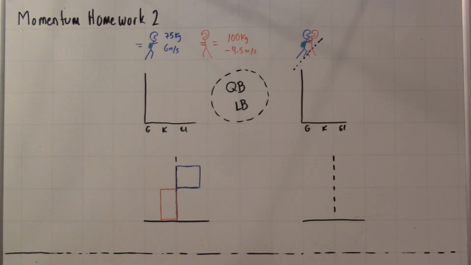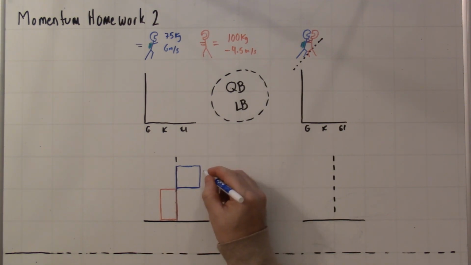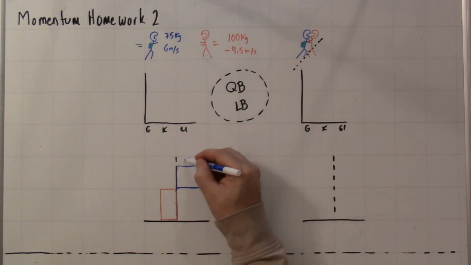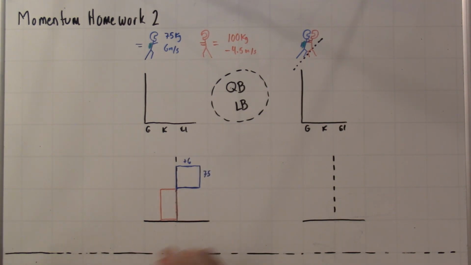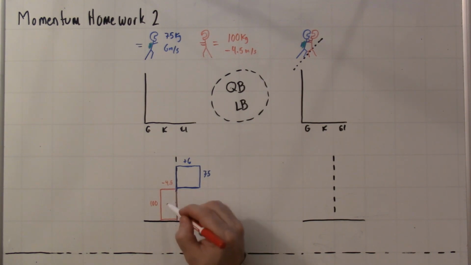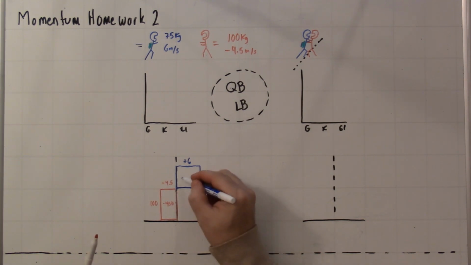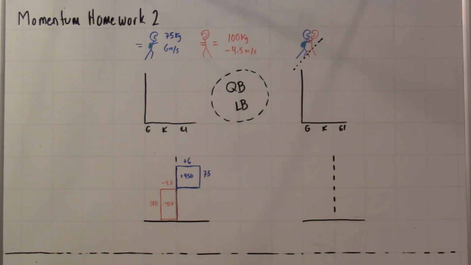So let's put the numbers on here. This guy is 75, and he's running at a positive 6. This guy is 100, and he's running at negative 4.5. Well, if I do the math to find the areas, this one's easy. This is negative 450. Well, what's 6 times 75? It's positive 450. What I like about this is that we're starting to get a sense of what's happening.